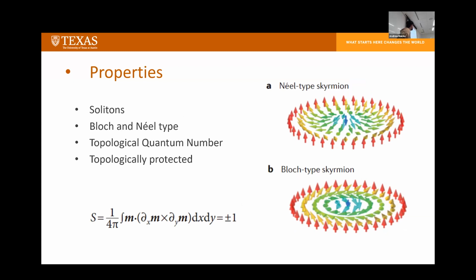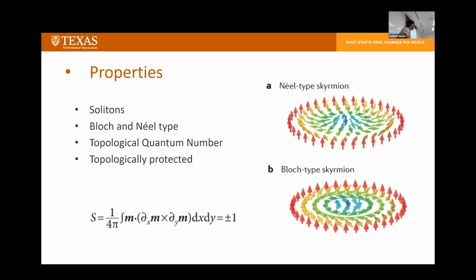Skyrmions are basically solitons, which is a class of particles which have a fixed shape in a given material and are highly stable. There are two types, block and neel. As you see in the figure on the right, the neel skyrmions have the spin oriented radially, whereas in the block skyrmions they're perpendicular to the radial axis. They're associated with the topological quantum number, and since it's a quantized value of plus or minus 1, they have a topological stability, which means there's an energy barrier required to break them.